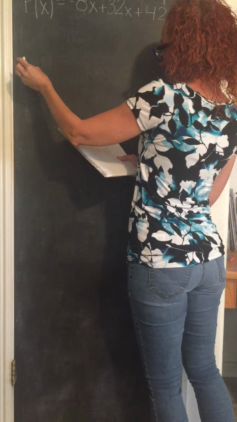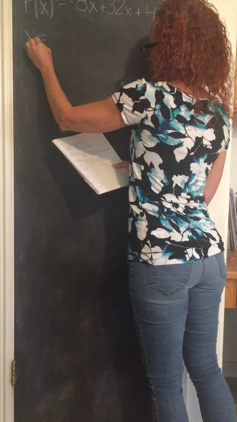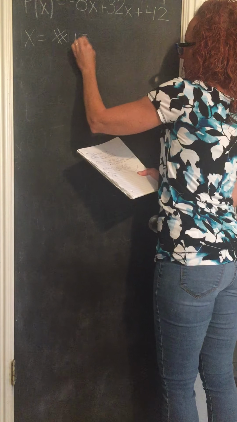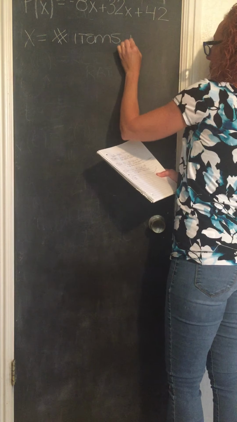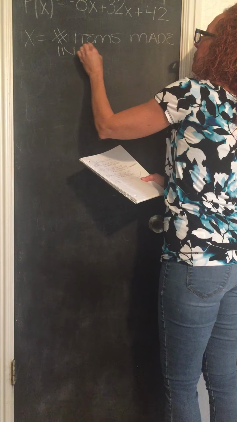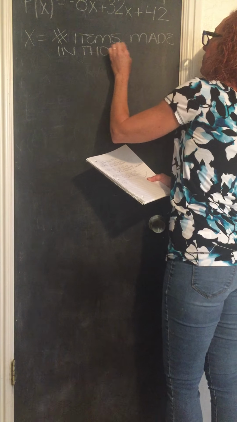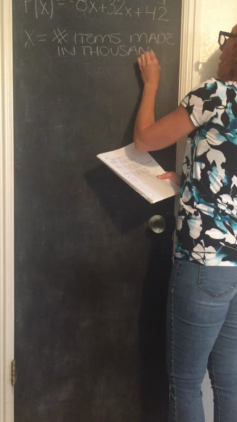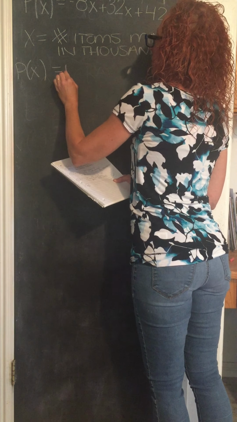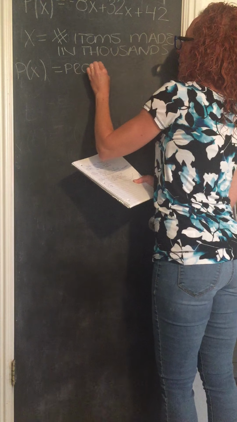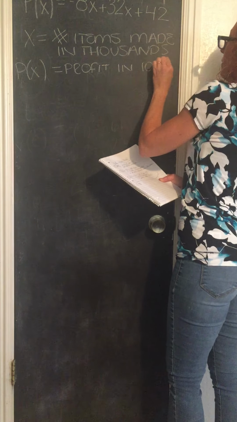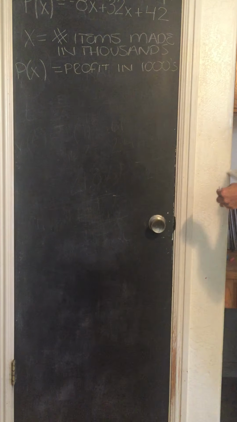And it says x stands for, oh, it's not a time. x stands for number of items produced in the thousands. And P of x is the profits. And it also says in thousands. So just a shorter way to write that.